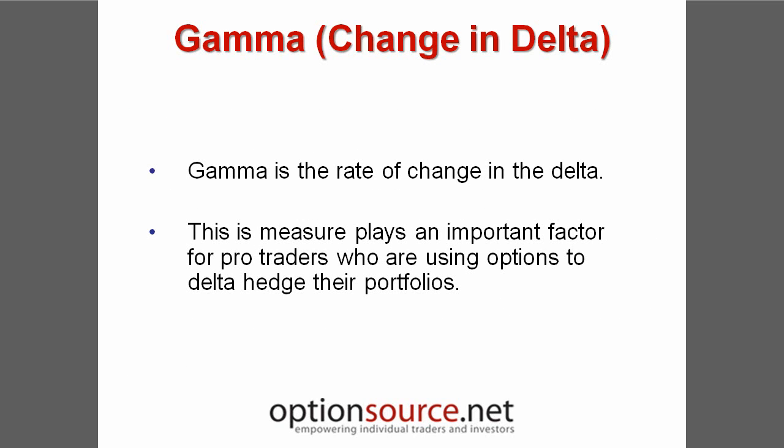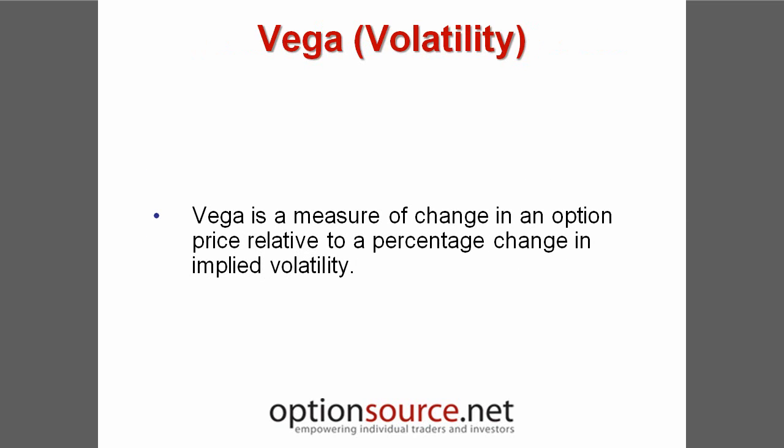The next option Greek is the gamma. Since the delta is always changing, there needed to be a way to measure that progressive change. As a result, the gamma was created as a means of quantifying the rate of change of the delta. This is primarily utilized by professional traders to adjust delta-hedged portfolios. The next Greek is the vega. The vega is the measure of the change in the option price relative to the percentage change in the implied volatility.